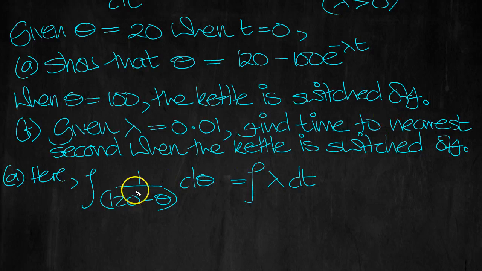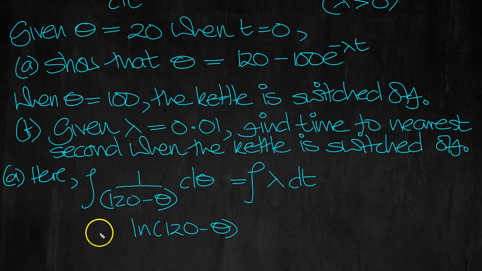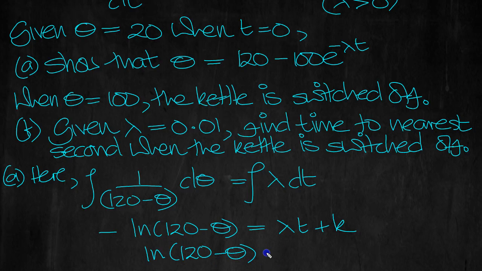Gives, well, this one is log of the 120 minus theta. Log of something goes to 1 over something multiplied by the something differentiated, so a minus will come out. We don't want a minus, so let's put a minus 1 there to counteract the minus to make it a plus 1. That is equal to lambda t, t plus k. So that tells us, move the minus over, ln of 120 minus theta is equal to minus lambda t minus k.